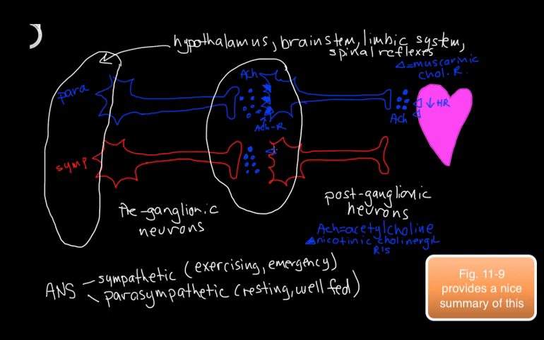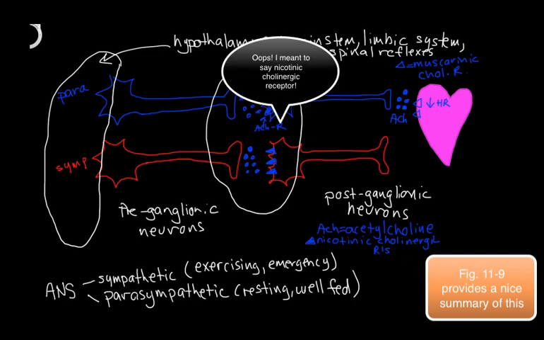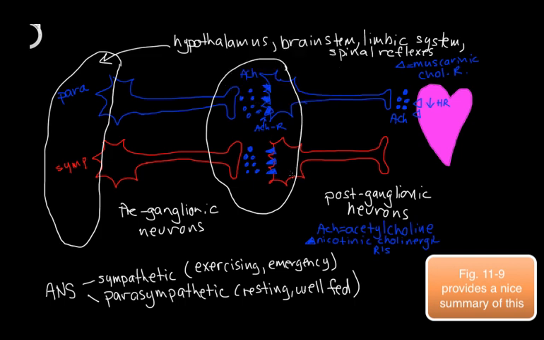And these postganglionic neurons have the same kind of receptors, nicotinic and muscarinic receptors, as well. When acetylcholine binds with the receptors on the postganglionic neuron, we get graded potentials and action potentials. And then the postganglionic neuron releases a different neurotransmitter. It releases norepinephrine, NE, norepinephrine.